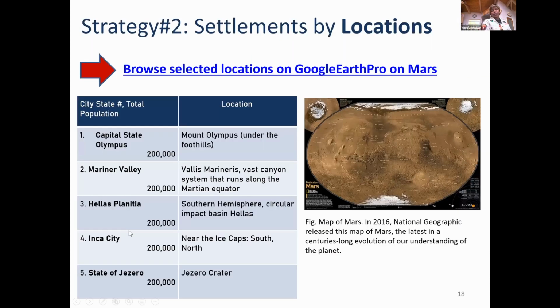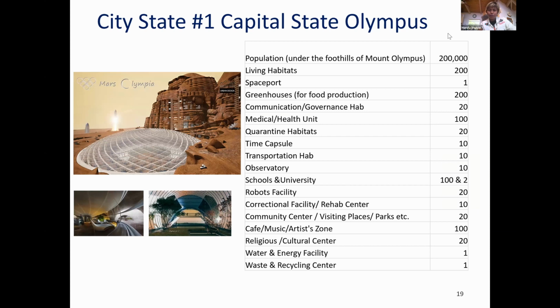The second strategy would be by locations. Here I have created a database of 5 different locations. Olympus Mons is the tallest mountain in the solar system, and there we have 200,000 people. Then Mariner's Valley, these are all locations we can pick based on the explorations we did in history. So at Olympus Mons, we have a population of, let's say, 200,000. We need living habitats for all these people, a spaceport, greenhouses for food, and an observatory, I love observatories, and then we need universities and schools, they are important too.